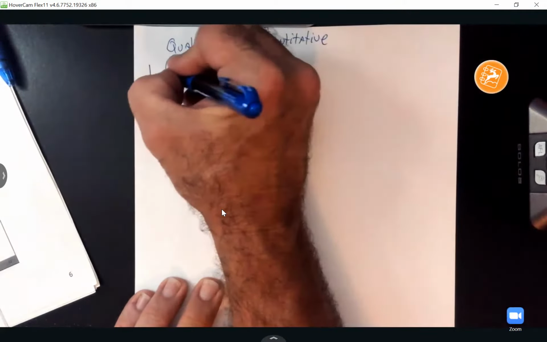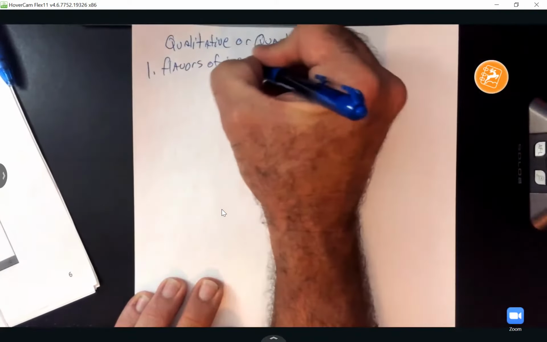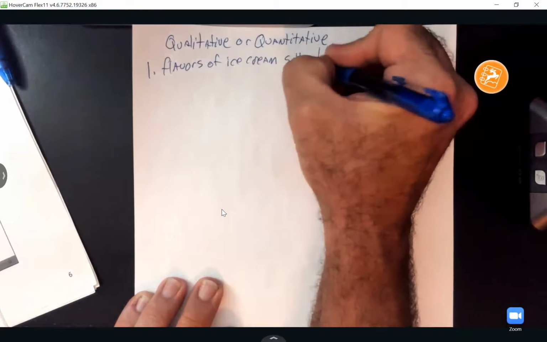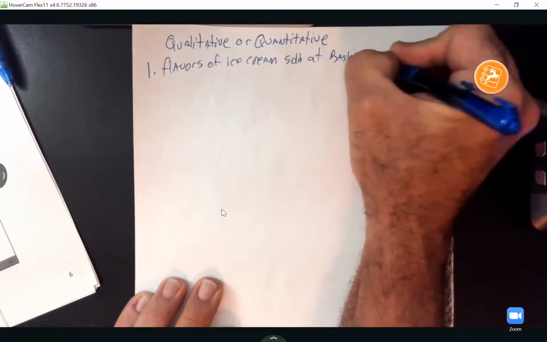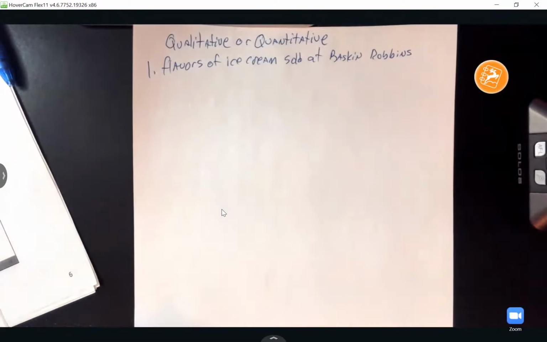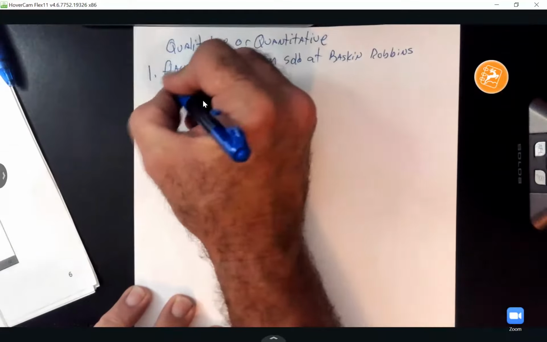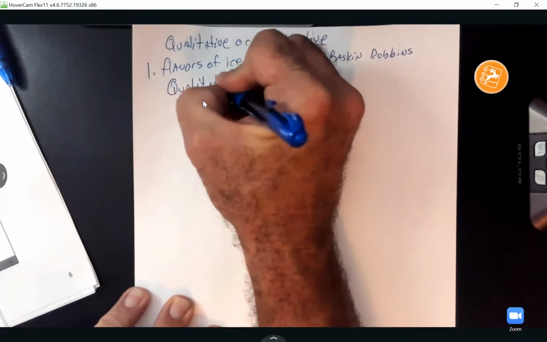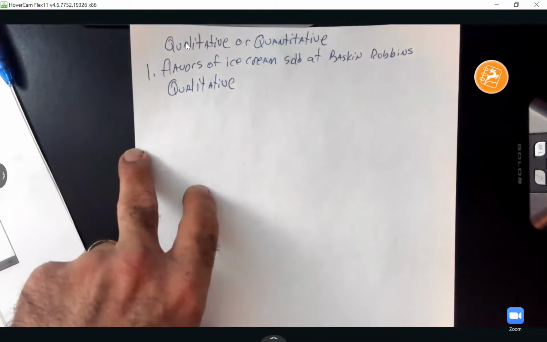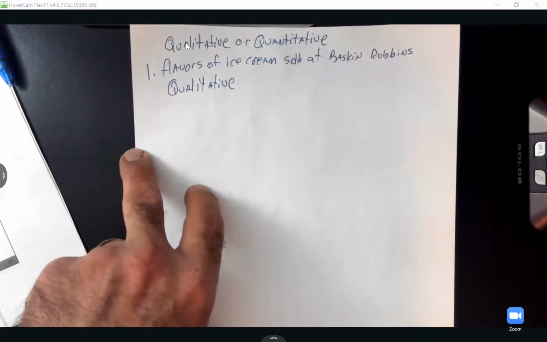So flavors of ice cream sold at Baskin Robbins. So I think we still got a Baskin Robbins. I'm not sure. But is that kind of data, chocolate, vanilla, strawberry, qualitative or quantitative? So remember, this is on y'all. Quantitative? Oh, what did y'all just say? Quantitative. I think you're saying qualitative, right? So remember, qualitative is when you cannot measure it or count it. So yeah, y'all got that right on the chat.